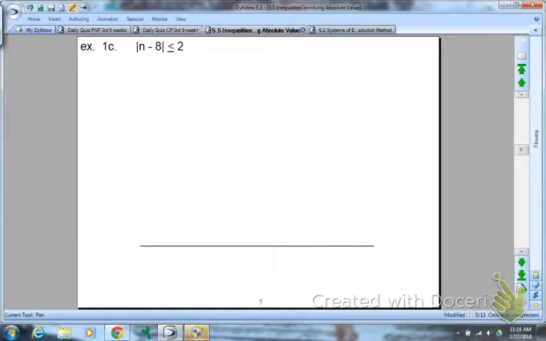Okay, example 1c. Absolute value of n minus 8 is less than or equal to 2. We could do the long version, or since it's a less than, which is an "and," it's going to come in together with the variable in the middle. So I'm going to do the shortcut. Take it out of the absolute value, put it in the middle, and what do I put on each side? In this case, it'll be less than or equal to the negative 2 on the left and the positive 2 on the far right.